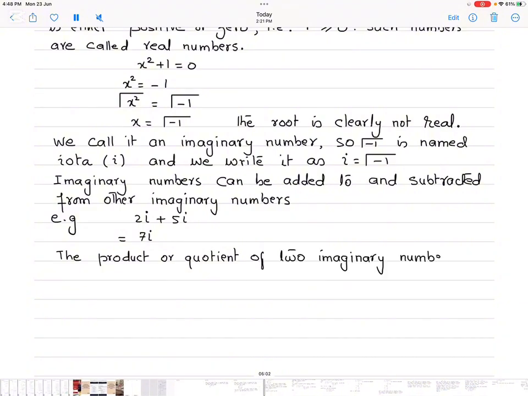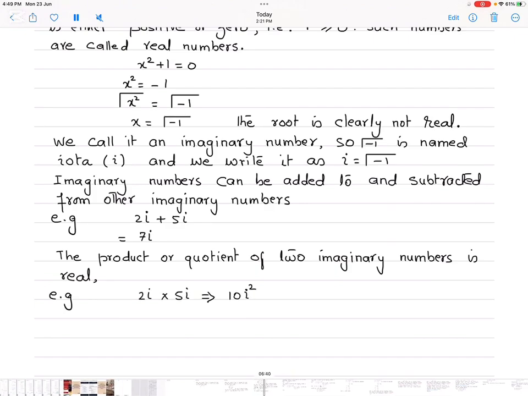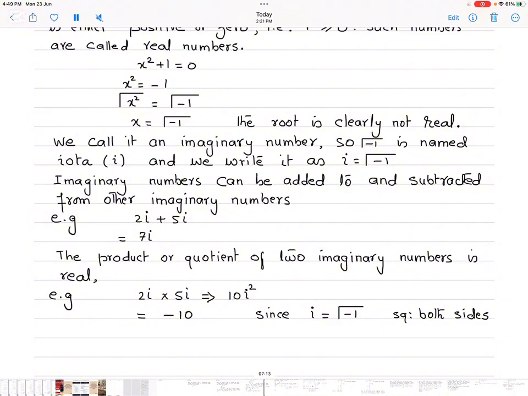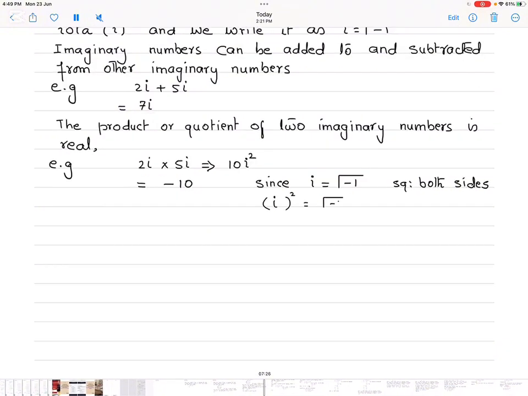The product or quotient of two imaginary numbers is real. For example, 2i times 5i will give us 10i squared, which is minus 10. Why minus 10? Since i equals square root of negative 1, squaring both sides will give us i squared equals minus 1. So place minus 1 in i squared, and you get minus 10.